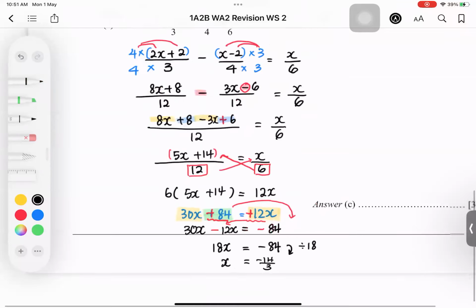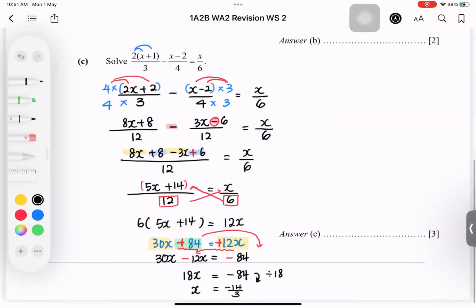Okay, this question got a lot of marks. This question got 3 marks. We have to try to do the corrections correctly. So I'll give you 1 mark over here if you combine your answer fraction correctly. 1 mark over here if you cross multiply and expand correctly, then 1 mark for the answer.